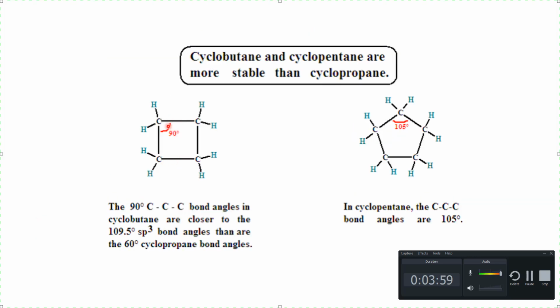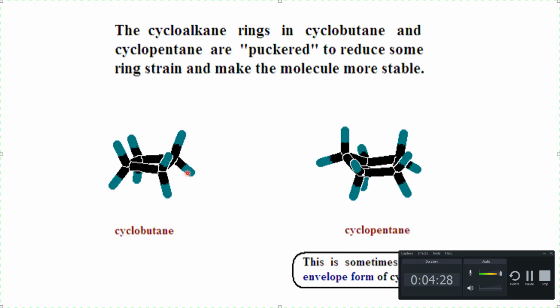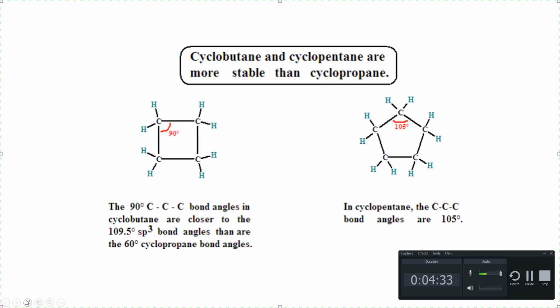Cyclobutane is a little bit better. You've got a 90-degree bond angle in a square. That's getting closer to 109.5. A cyclopentane ring would be 108 degrees in a pentagon. That's pretty close to 109.5. So 5-membered rings are very common, and you'll often see them in steroid molecules. And then finally, the 6-membered ring. We'll talk a little bit about its stability.